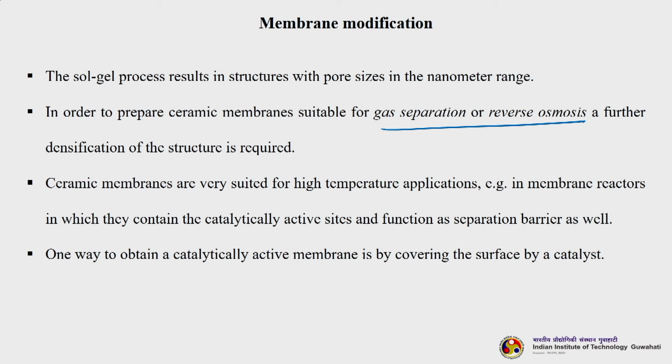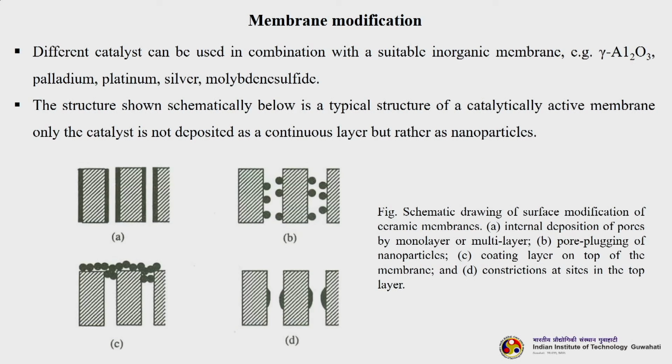Ceramic membranes are very well suited for high temperature applications, as for example in membrane reactors, in which they contain the catalytically active sites and function as a separation barrier as well. So, they are doing the job of a catalyst as well as doing the separation. One way to obtain a catalytically active membrane is by covering the surface with a catalyst. This can be done by this particular method. You can see how this structure is showing. This is the schematic drawing of a surface modification of a ceramic membrane. The first one, A, is the internal deposition in the pores by monolayer or multilayer. Here you see that deposition is happening. Okay, it can be a single layer deposition, it can be a multilayer.